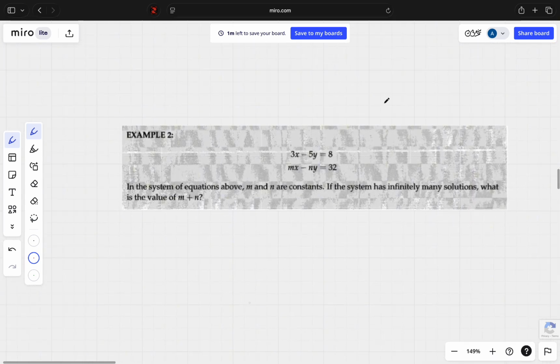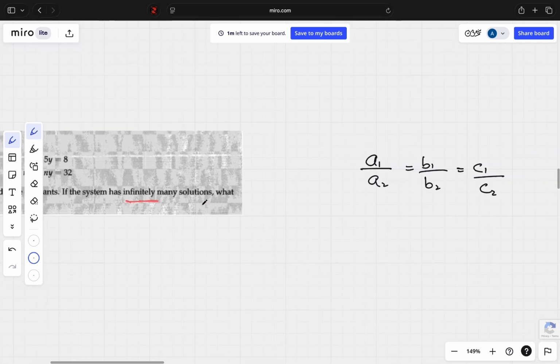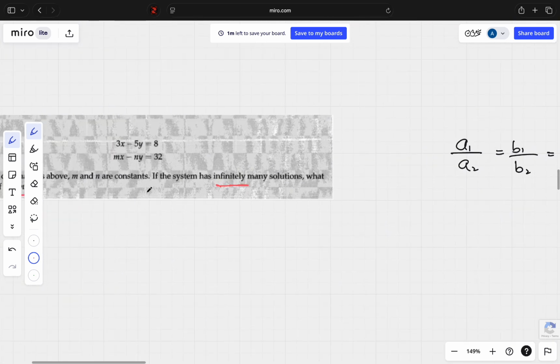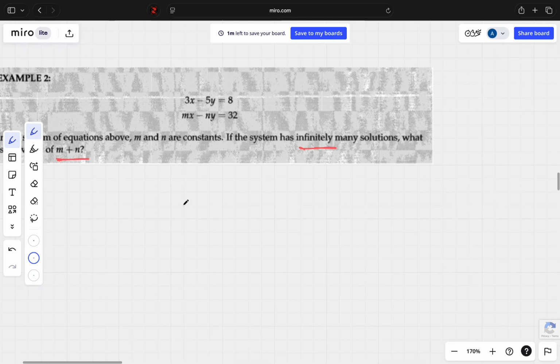Example 2, we have this question. It says it has infinitely many solutions. We need to find m plus n. If it's infinitely many solutions, everything is equal. So a1 over a2, that's going to be 3 over m, equals negative 5 over negative n, equals 8 over 32.